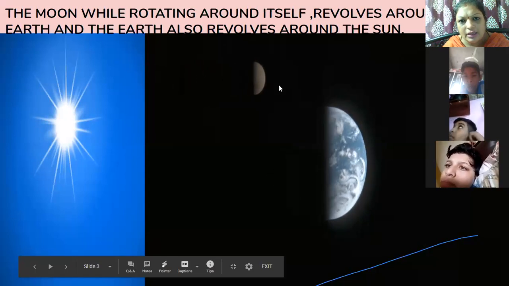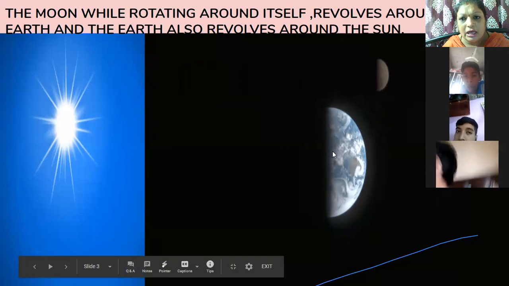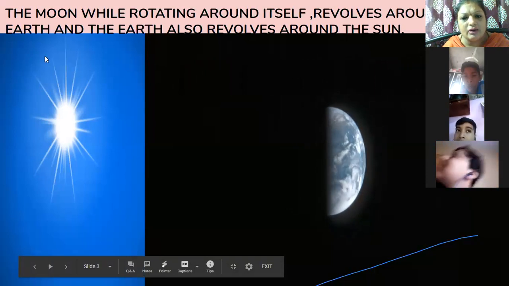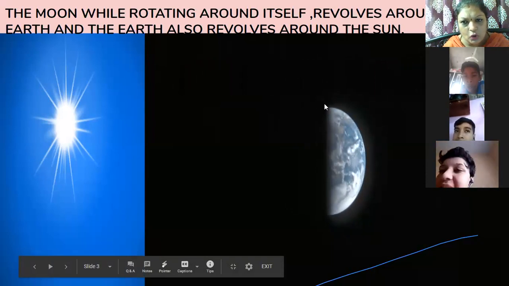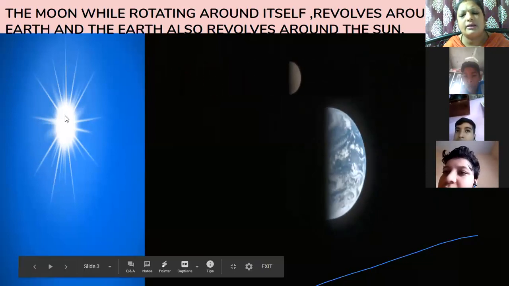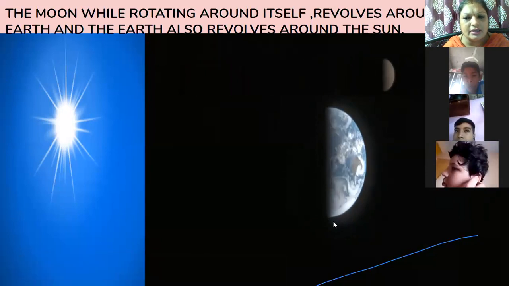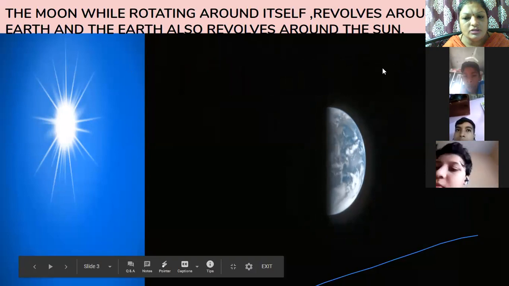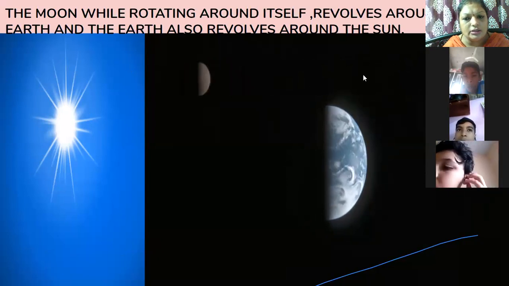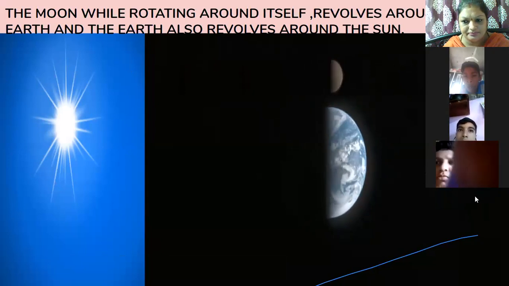That means the moon is directly revolving around the earth, and the earth is revolving around the sun. So the moon is indirectly revolving around the sun. Not directly, but indirectly it is revolving around the sun. The moon's revolution is around the earth and the earth's revolution is around the sun.